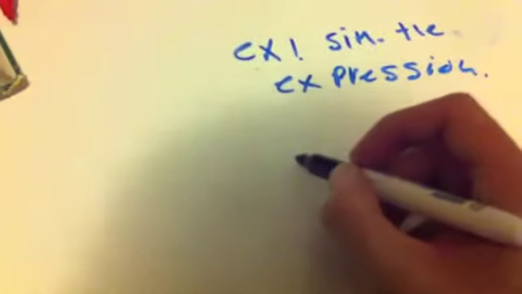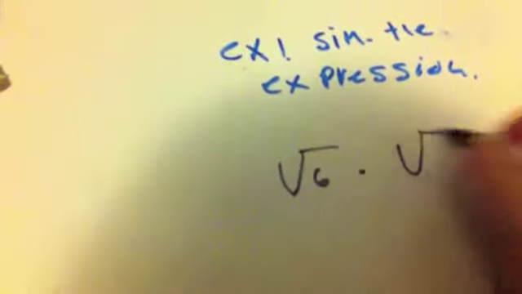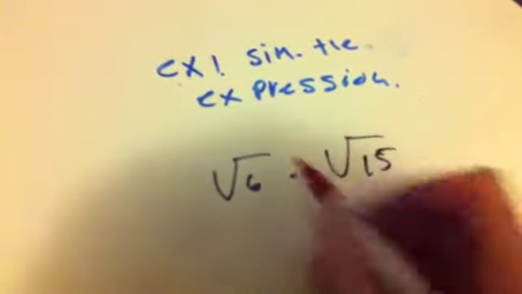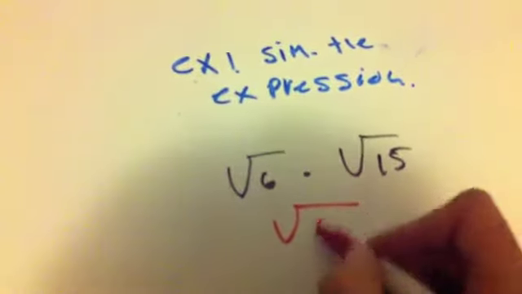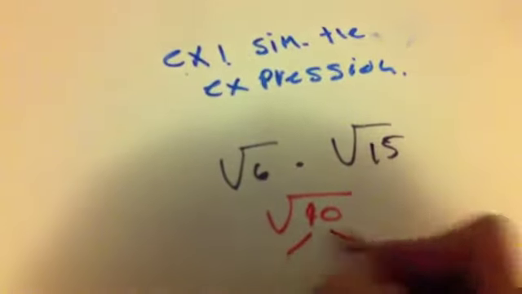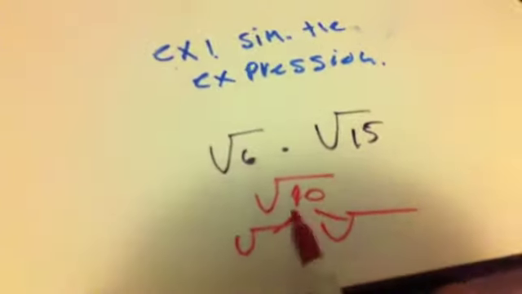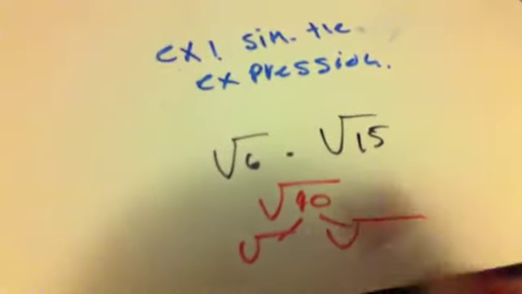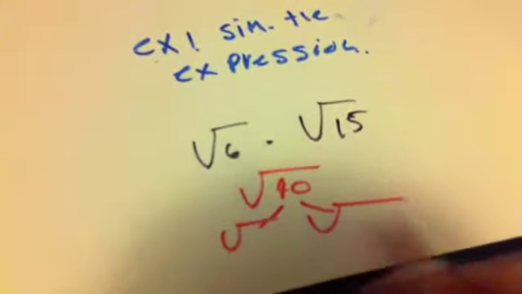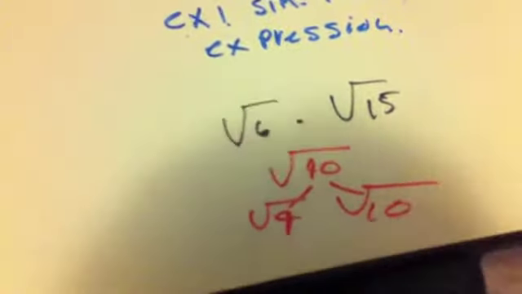Let's look at another one. Say we're given the square root of 6 times the square root of 15. You remember the property I introduced a little bit earlier, the product property, where I can combine these two into one radical. So 6 times 15 is 90. Can I simplify this? Yes, because I can multiply one perfect square times another number. It doesn't necessarily have to be a perfect square, but one has to at least be. And that's 9 and 10.